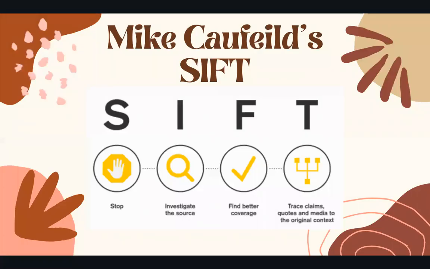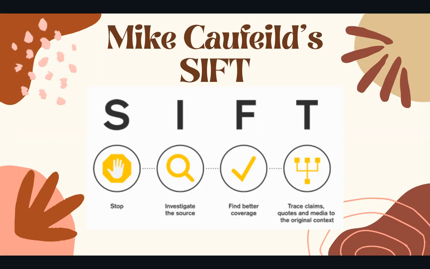Mike Caulfield's SIFT acronym is a great tool to use to analyze online content, such as online news. The S stands for stop. So before reading the resource, stop and consider the source and its claims. For example, look at the reliability of the website. I stands for consider what you are reading before you read it. For example, look at the credibility of the author, what their credentials are, and their purpose for publishing this information.